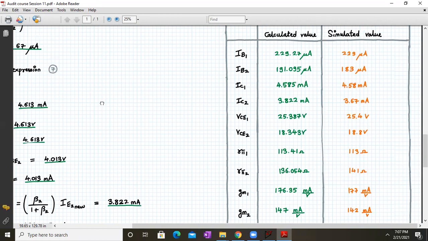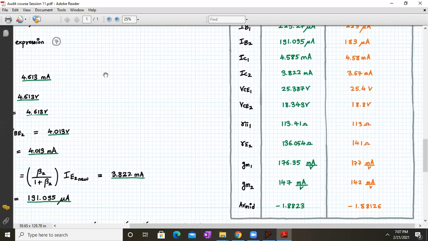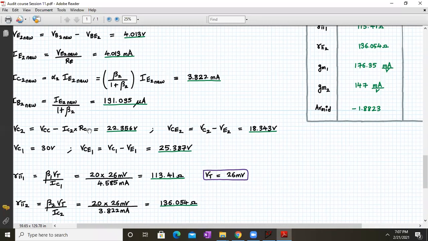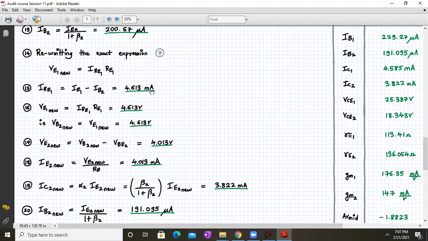Possibly from the formula you'll get to know the inference, whether by decreasing the value of RE1, what is the effect, whether you get an improvement in something or the gain or not. So you need to comment on that. I hope that this is clear to you.